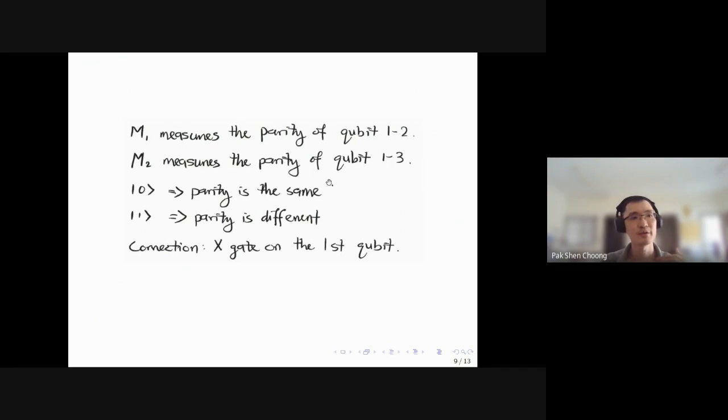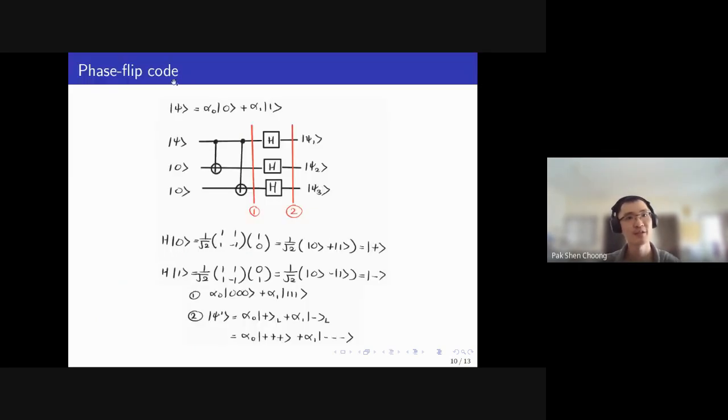But we also know that from the classical counterparts, classically a bit can only be flipped, right? But for qubits, besides being flipped, you can also change the phase. So that's why we also have this phase flip code. So again, we begin with the same thing. This is the qubit that we want to protect.